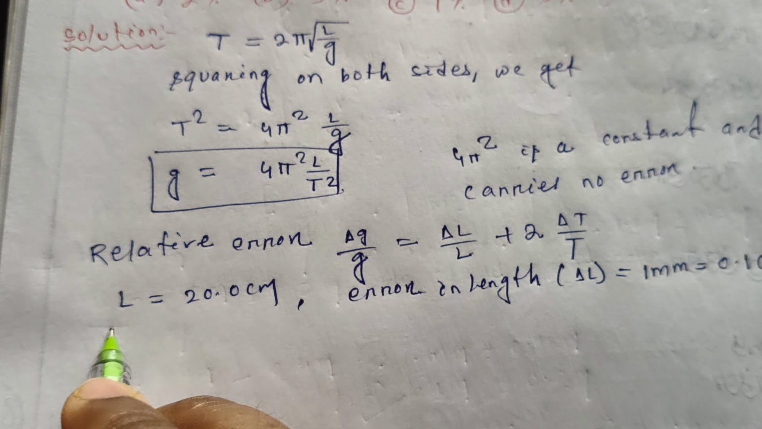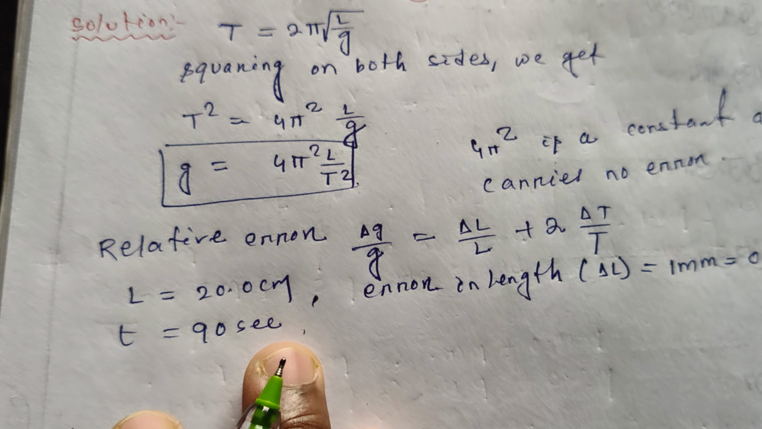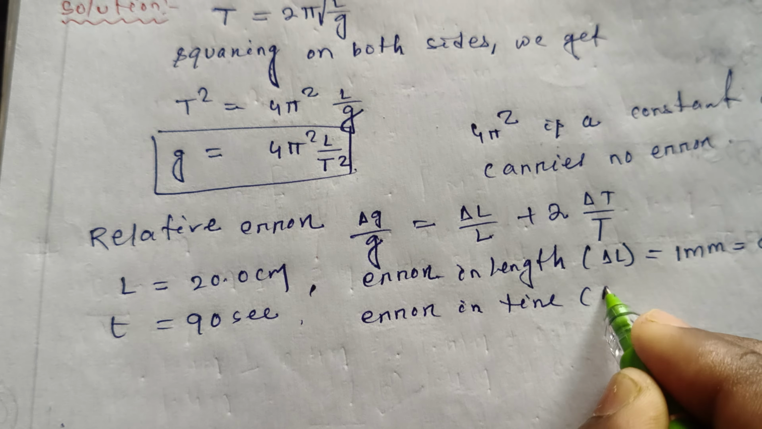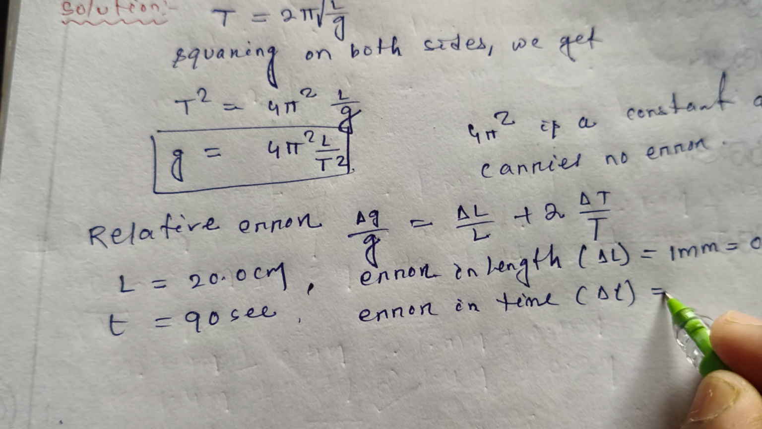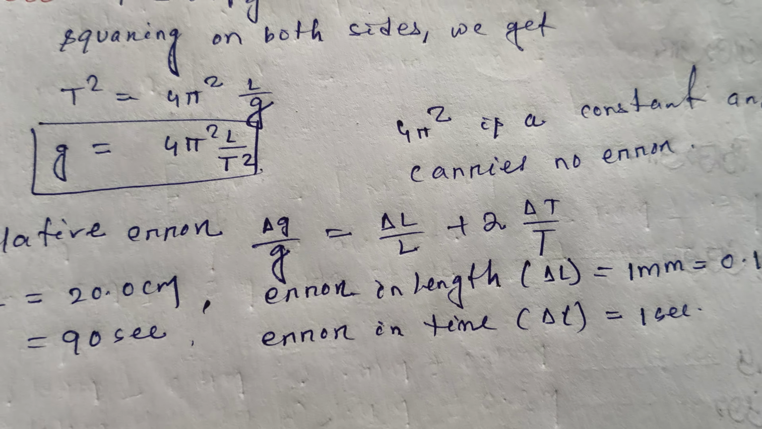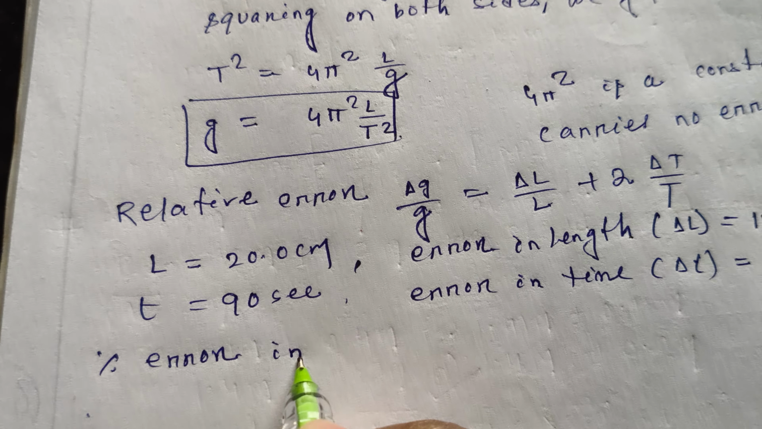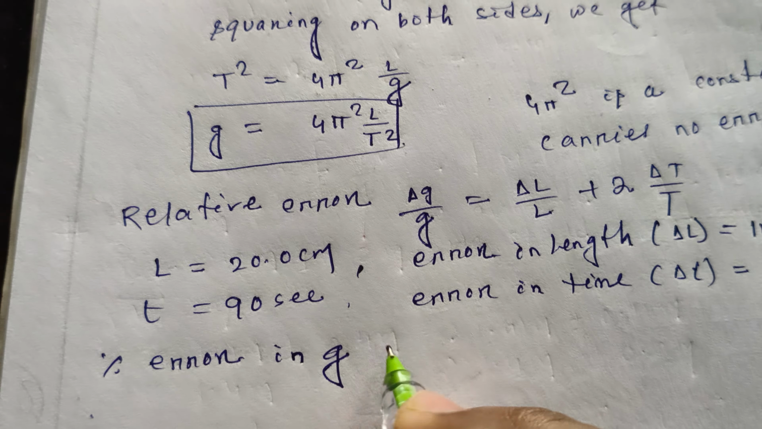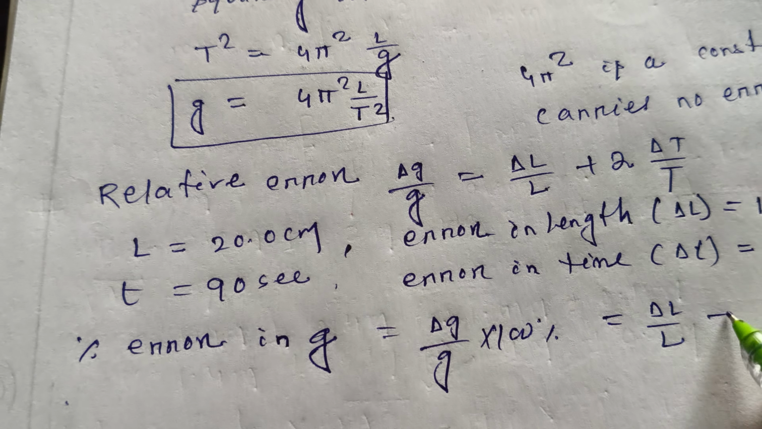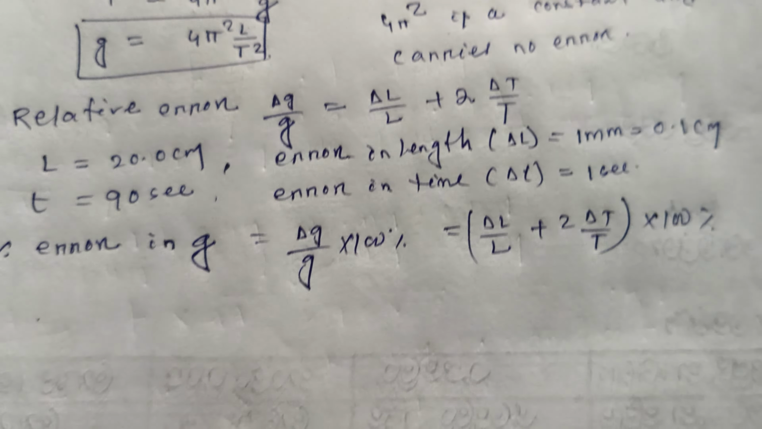Now time is also given. Now time is equal to 90 seconds for 100 oscillations. Okay, and error in time is given. So error in time, that is del T, is equal to 1 second. Error in time del T is 1 second. So the percentage of error in g, that is del g by g into 100%, is del L by L plus 2 into del T by T, whole of 100%. This one is the percentage of error.